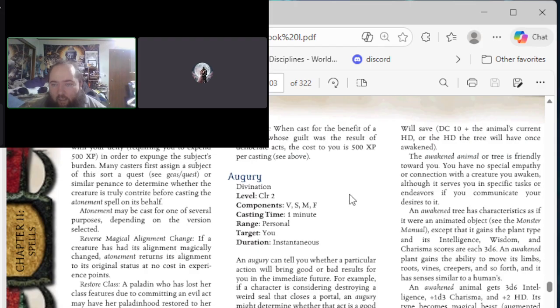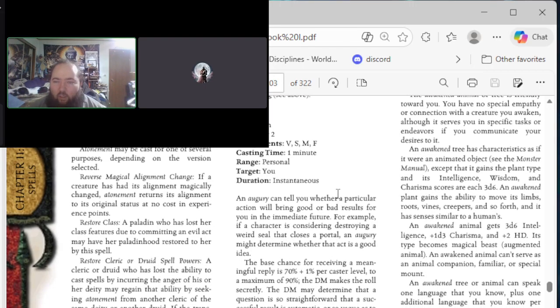Many casters first assign a subject of the sort a quest, or similar penance, to determine whether the creature is truly contrite before casting the atonement spell on its behalf.